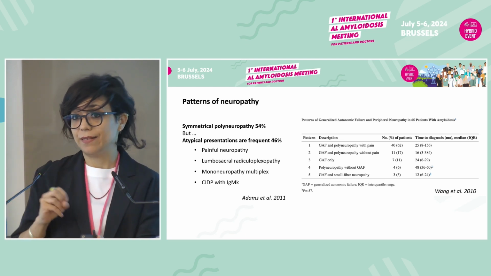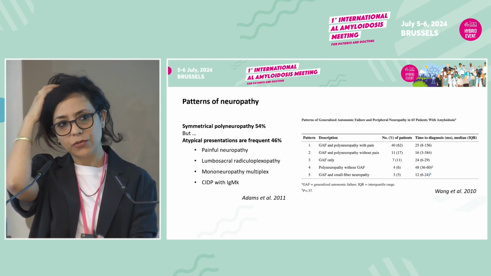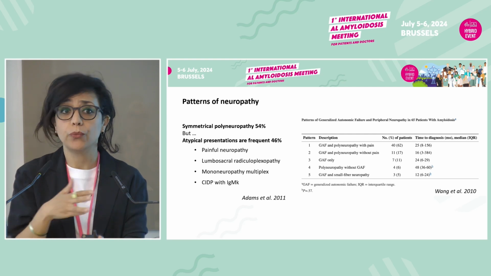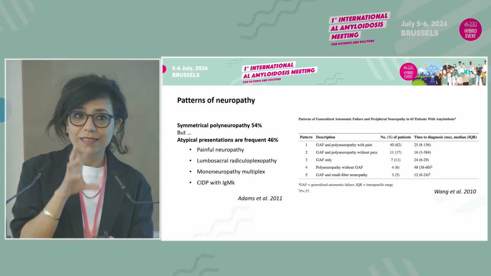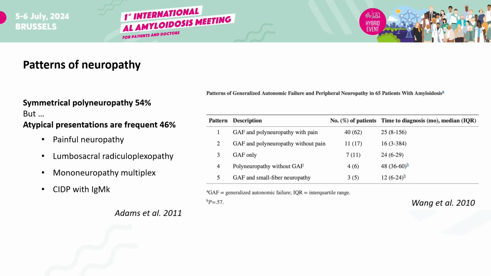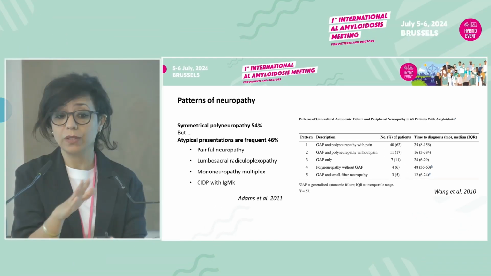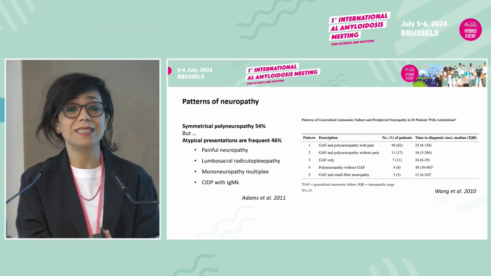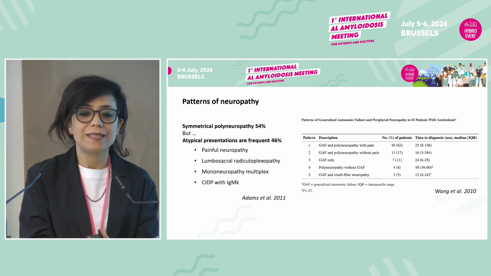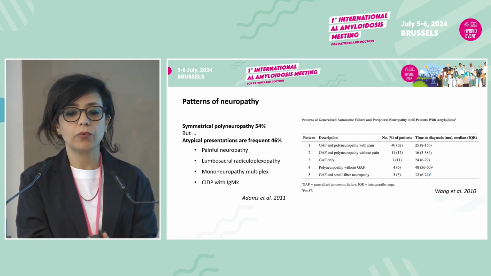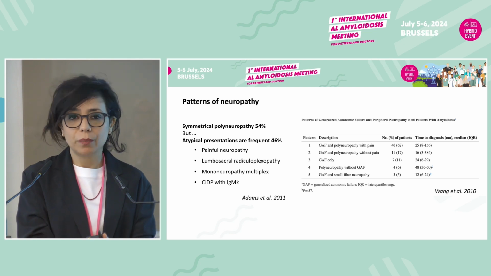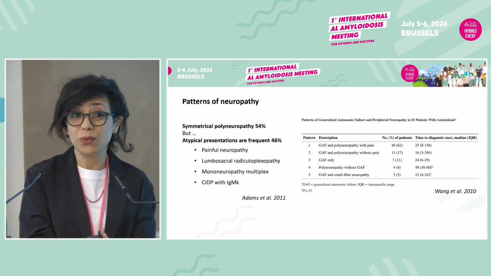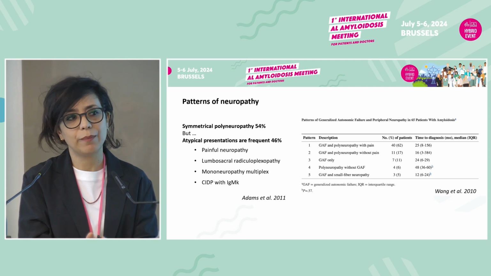I was saying before that the classical pattern is this symmetrical and length-dependent polyneuropathy, but real life surprises us. This is a small cohort of 14 patients, a French cohort, but it represents the reality really well, right? Half of the patients of this little cohort presented with some atypical presentation, such as a solely painful neuropathy, or a lumbosacral radiculoplexopathy, mononeuropathy multiplex, or CIDP also with a monoclonal kappa peak.